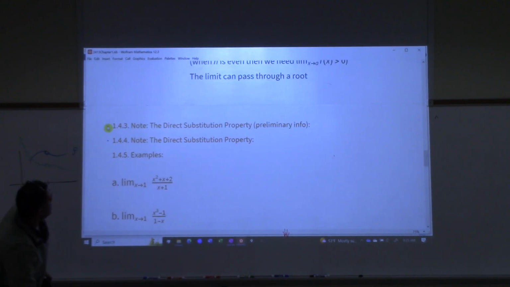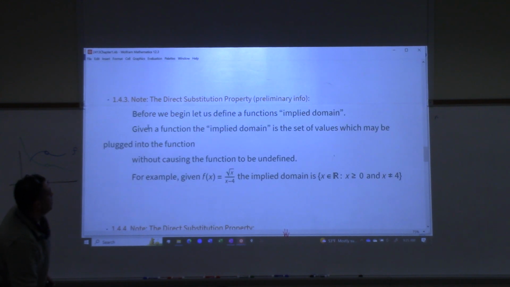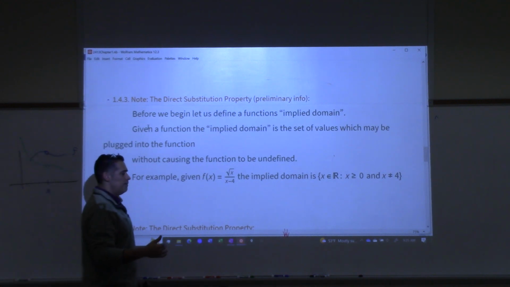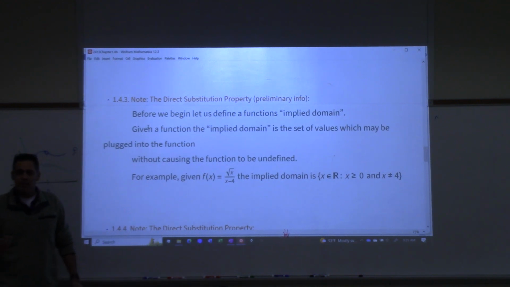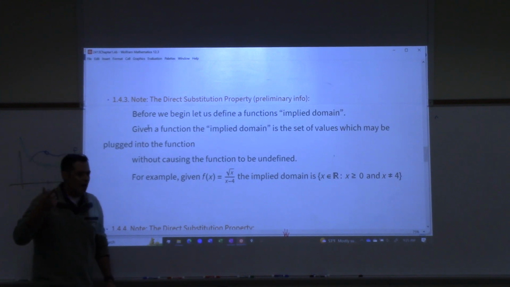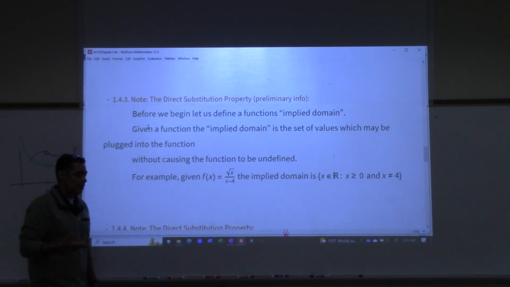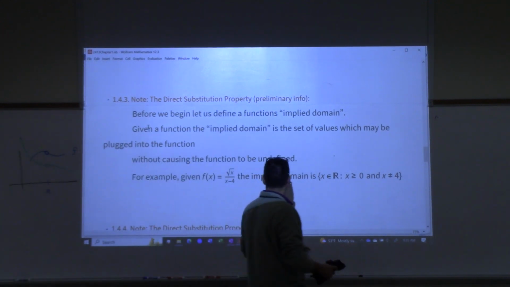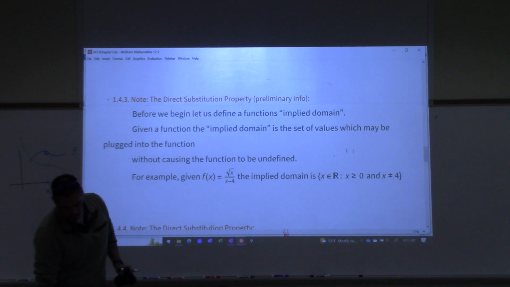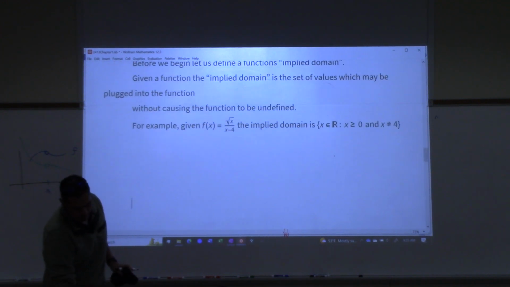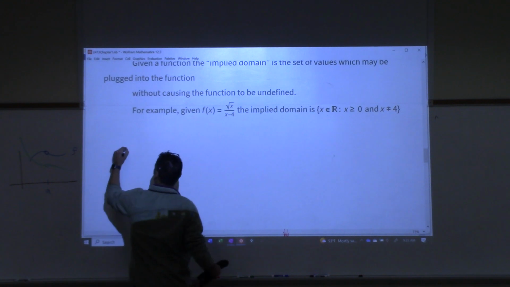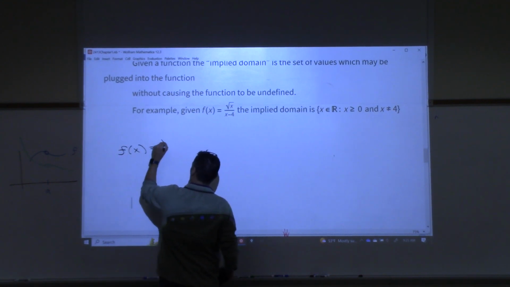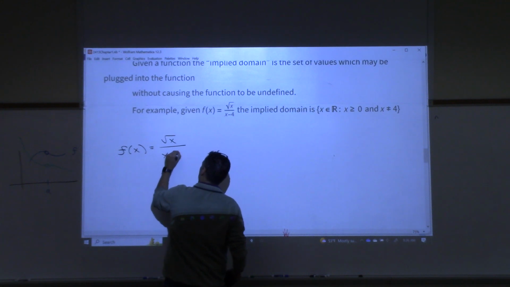Direct substitution property. Some preliminary information before we get to this property. When we were in pre-cal, when we were in college algebra, and we were dealing with functions, there's something called the implied domain that you may or may not have heard a lot. So I want to remind you what it is. I'm going to look at this function right here: the function f of x equals square root of x over x minus 4.